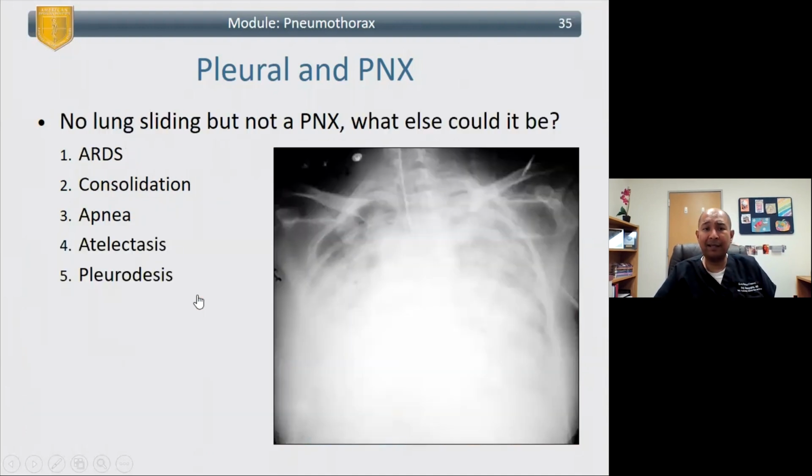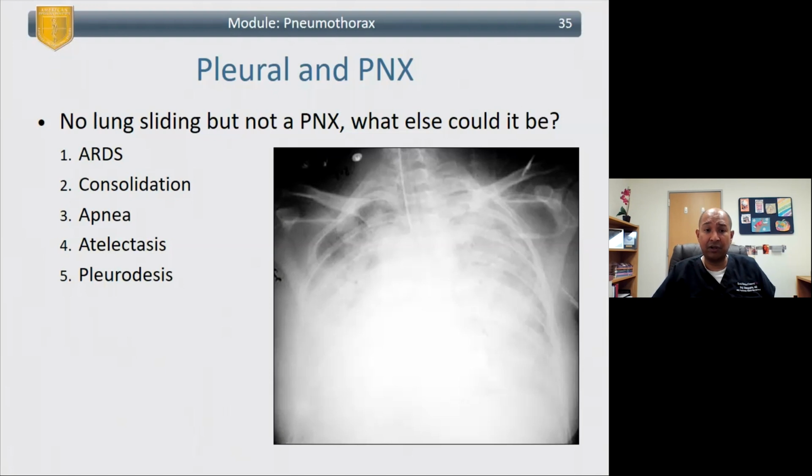So let's say you have no sliding lung, and that's why I'm always careful about what I say. It's probably not pneumothorax, you know what I mean? Because there are some times where there's no sliding lung and it's not even a pneumothorax. What else could it be? So I put a couple things here. In ARDS, it's really hard to see a pneumothorax, so you may have no sliding lung. Lungs getting very fibrosed, especially as the ARDS is getting worse.